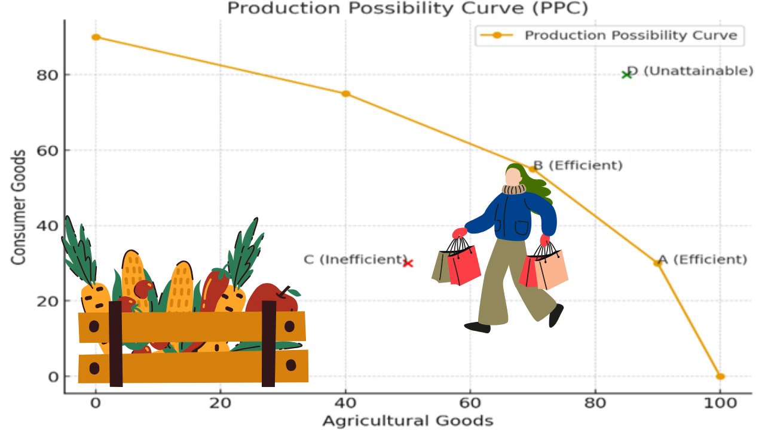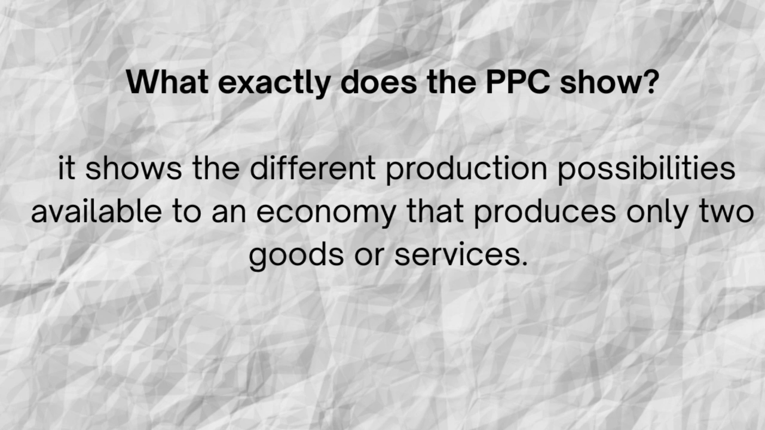Today's topic is production possibility curve, or simply the PPC. The PPC, also called the production possibility frontier, is a very important tool in economics because it helps us understand some key concepts such as scarcity, choice, opportunity cost, underutilization of resources, and efficiency.